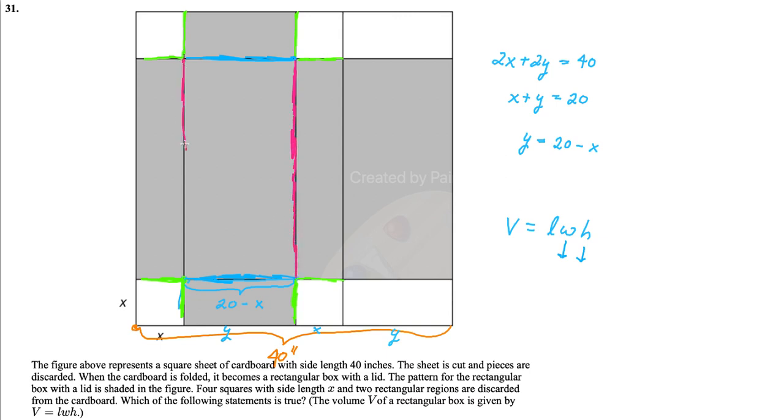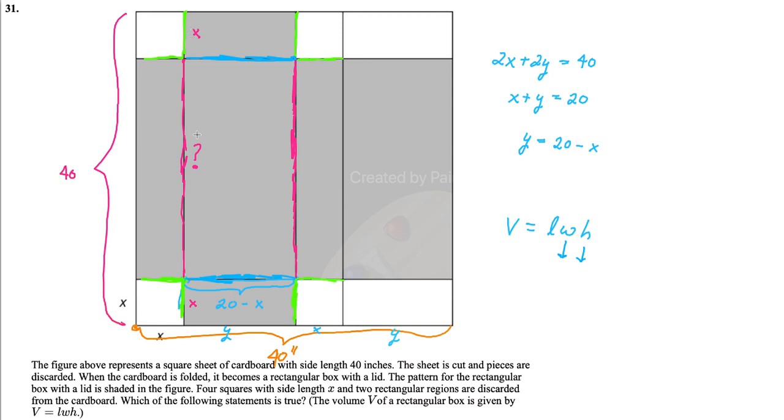We have to remember that this original box is a square. So I know that this length is x. This is the length I want to find. So I'll put a question mark instead of y. It doesn't matter. And then this length is x over here. This green length. I know, again, that this is a square. So this entire length is 40.